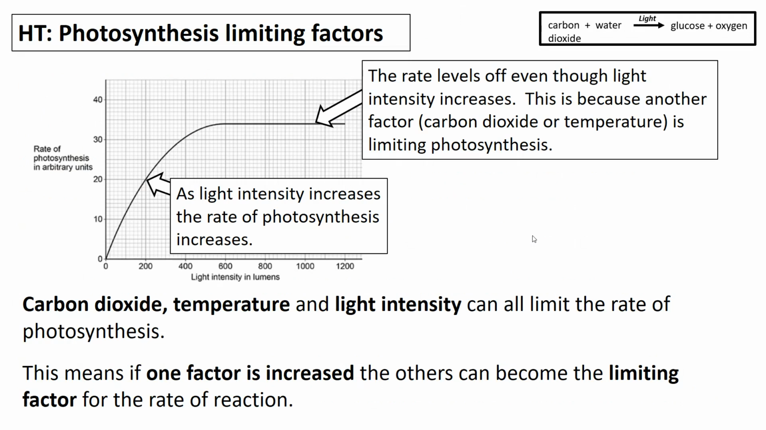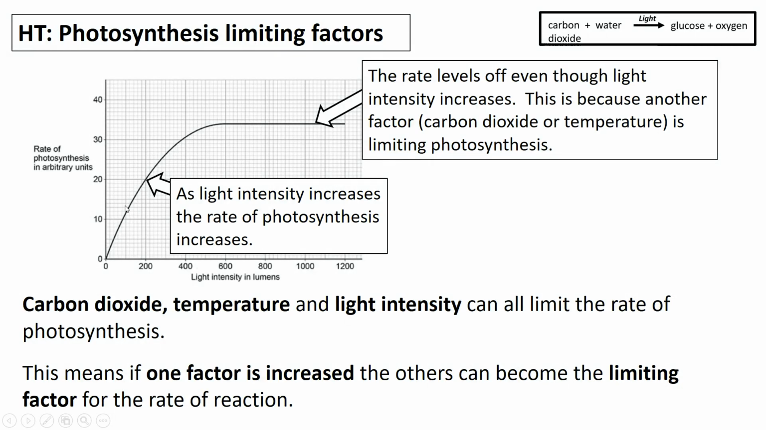Now, if you're doing the higher paper, you have to be able to refer to those ideas and talk about limiting factors. If you notice this graph, you can see as the rate of photosynthesis is up in the vertical column, and then horizontally you've got the light intensity. Lumens is often the unit given or used to measure light intensity. And you can see as you increase the light intensity, the rate of photosynthesis increases.